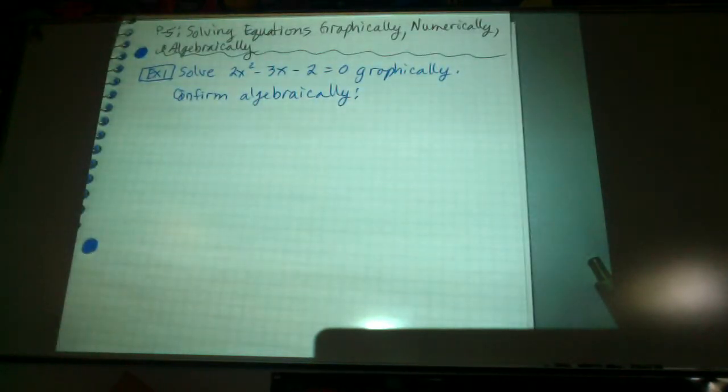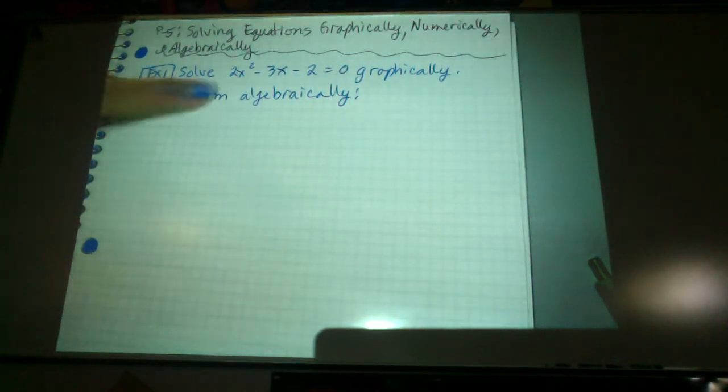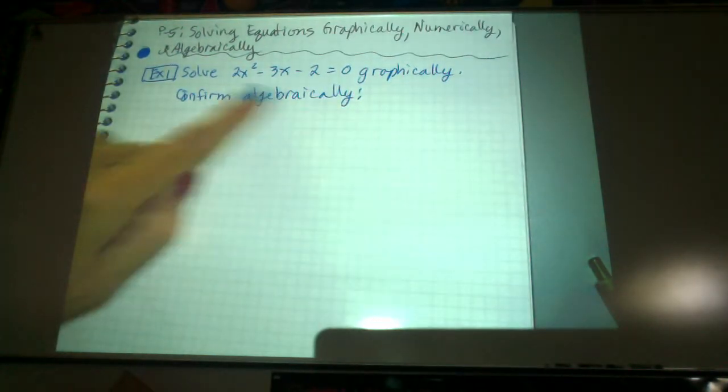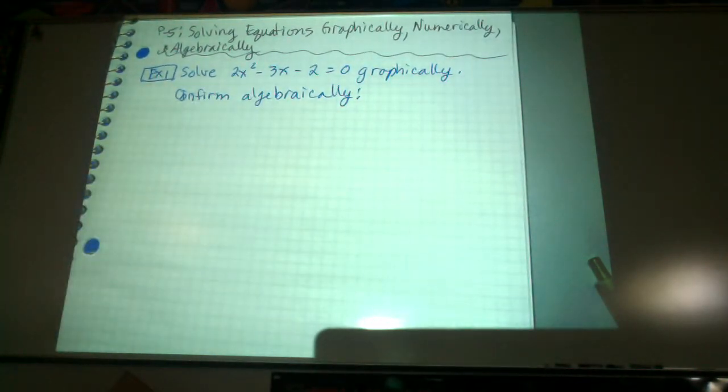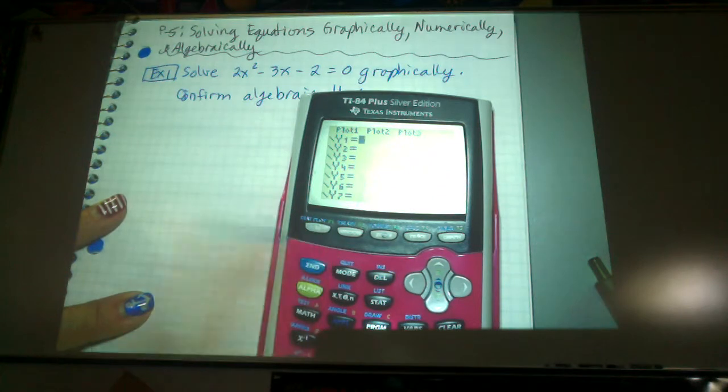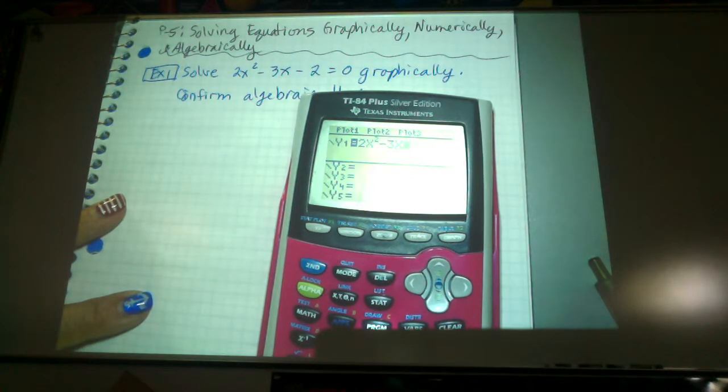Is this ready to put into y equals? How do I know if it's ready to put into y equals? Everything's on one side, and what's on the other? 0. So we want it set equal to 0 before we can go into y equals, because remember, the solution to the graph is where it crosses the x-axis, and what is the value of y on the x-axis? 0. So we're going to go to our calculator, go to y equals, and you're going to put that in there. So 2x squared minus 3x minus 2.